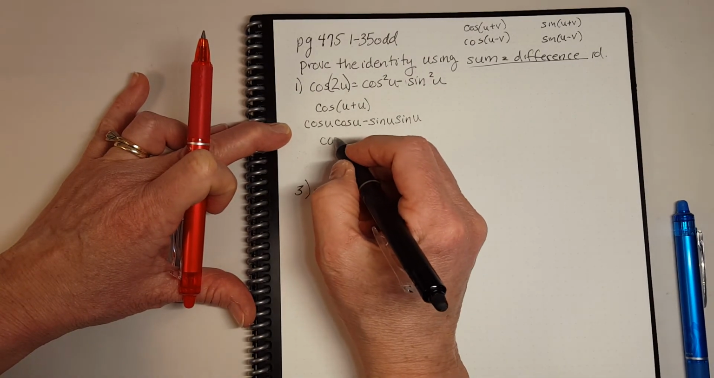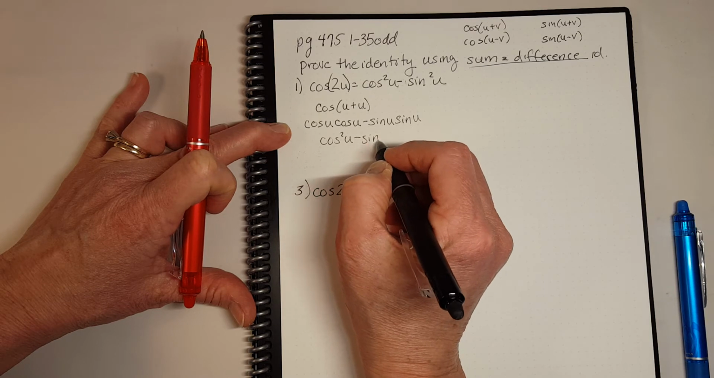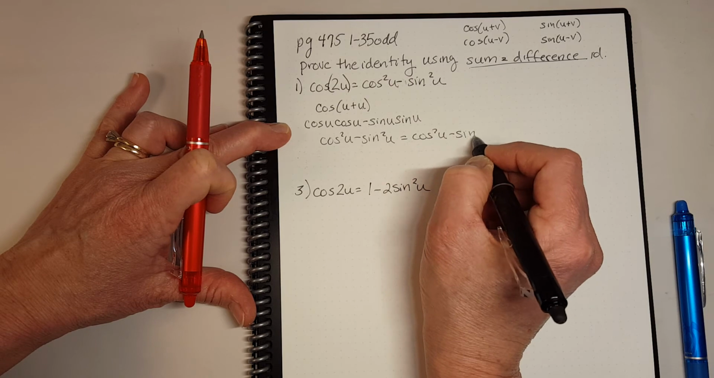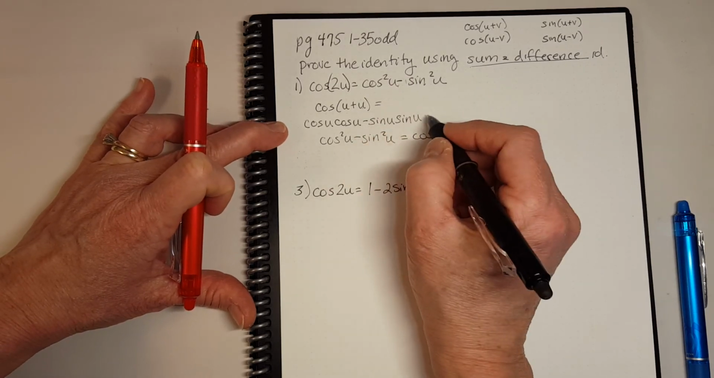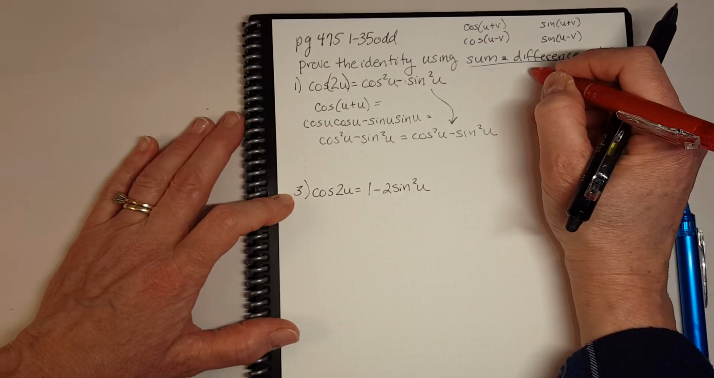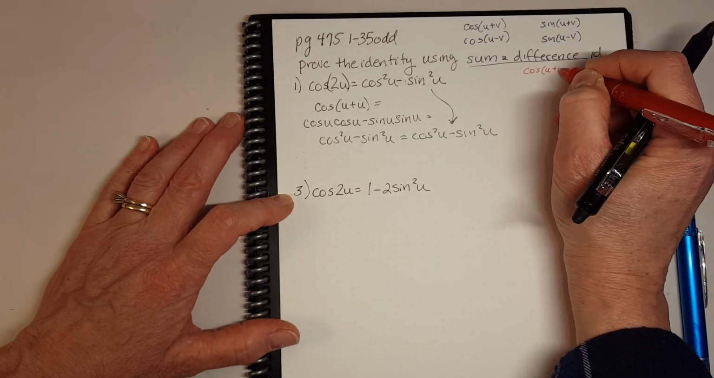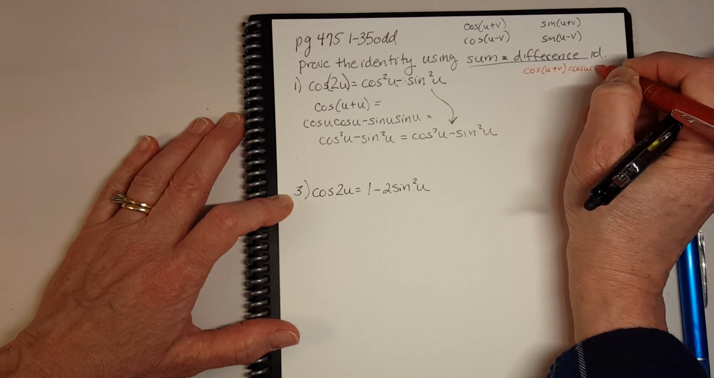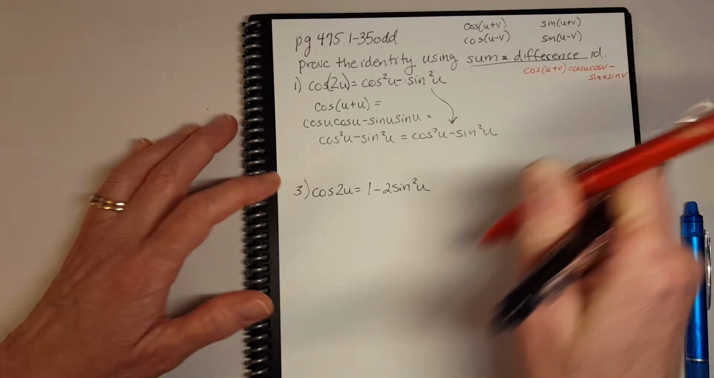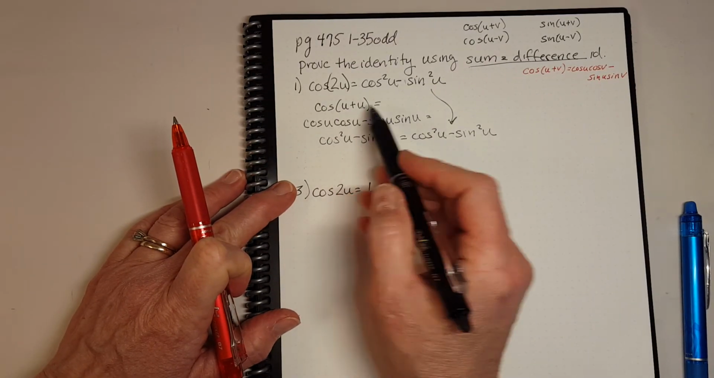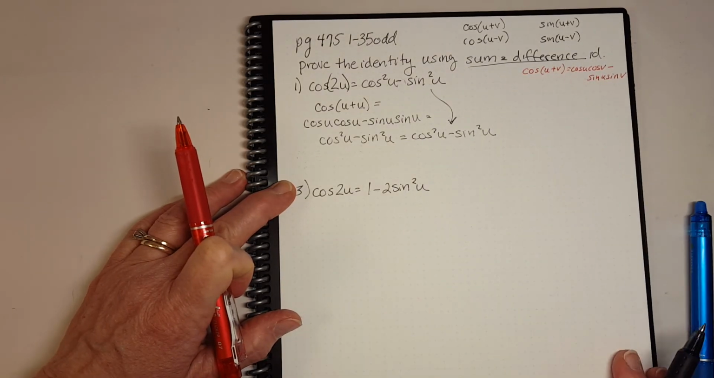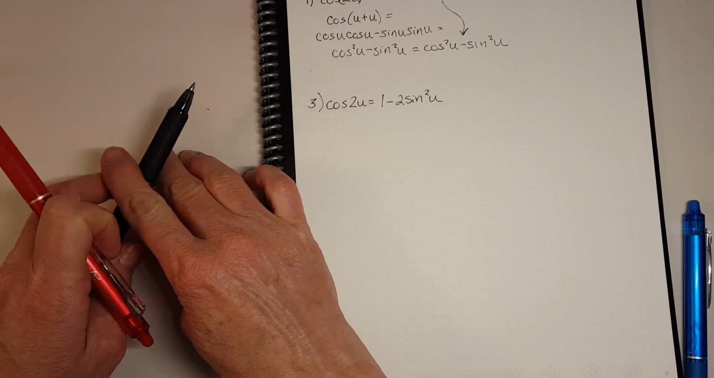And so we get cosine squared u minus sine squared u, and that's what we were trying to prove, right? Essentially what we were doing, plugging in, is cosine of u plus v is equal to cosine of u cosine of v minus sine of u sine of v. But instead of it being a u plus v, it's a u plus u. So we have a u and a u and a u and a u. That's how you do that one. Okay, so now we'll do number 3.